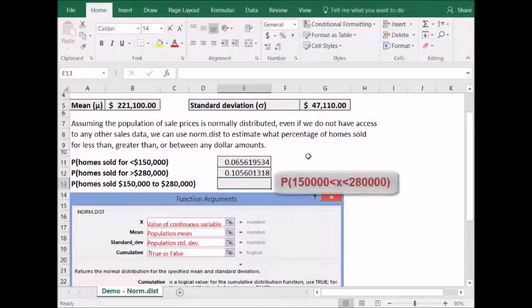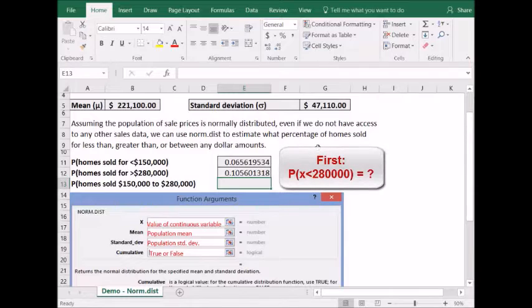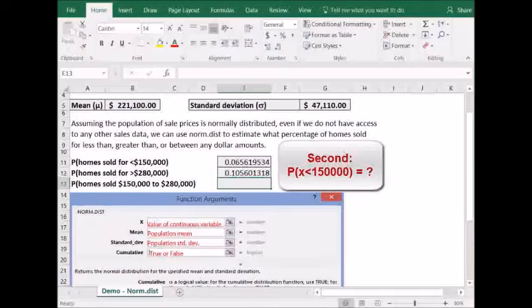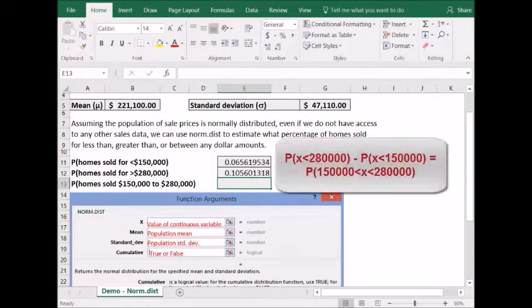Finally, we want to find what percentage of homes sold for between $150,000 and $280,000. This is a 2-part calculation. We want to find what percentage of homes sold for less than $280,000, and then we want to find what percentage of homes sold for less than $150,000. When we subtract that second piece from the first piece, we'll find the overlapping area that gives us the percentage of homes that sold between 150 and 280.